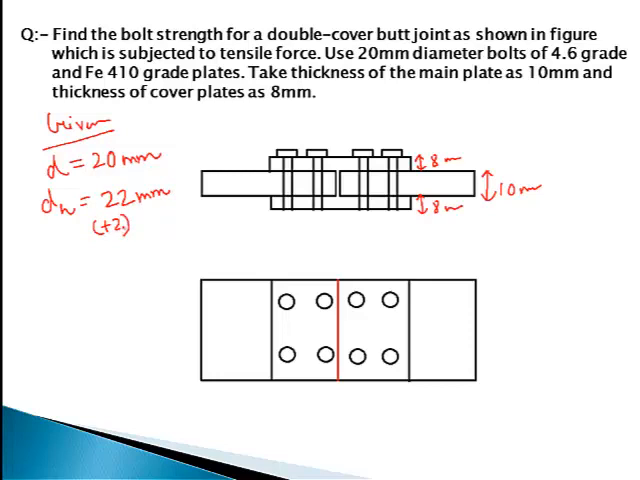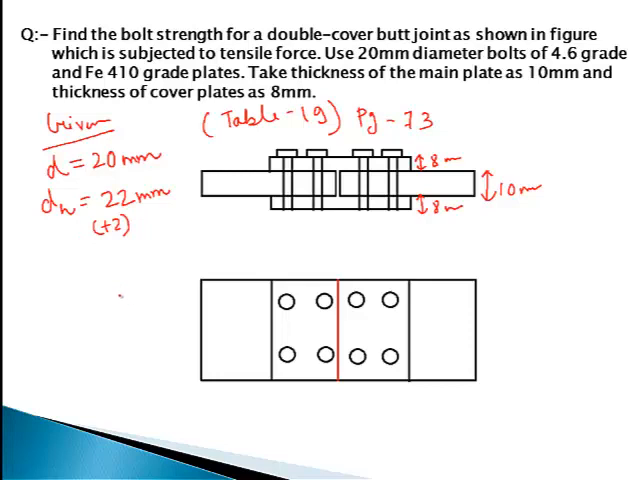Where have we got this? You can get it in Table 19. If you are not sure what to add, in Table 19, page 73, you will get that for bolt, from 16 to 22, we have to add plus 2 for diameter of hole.